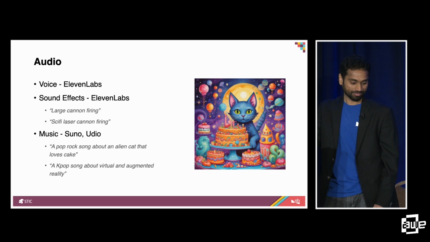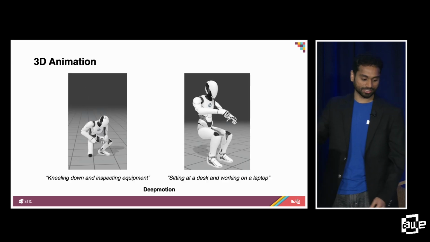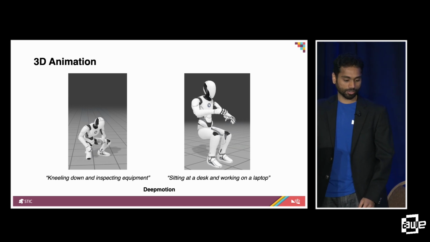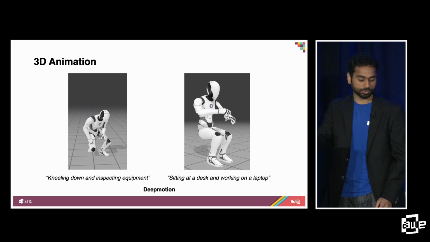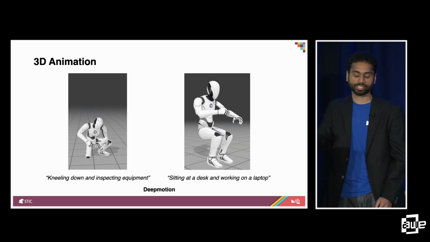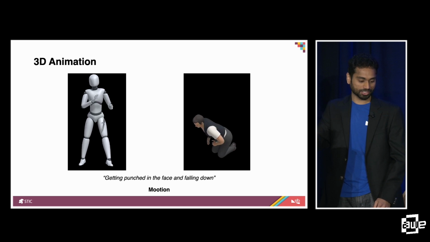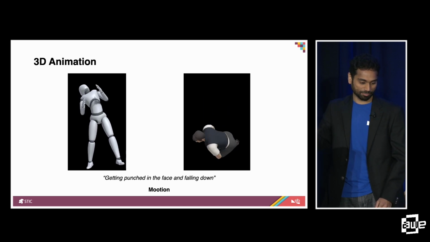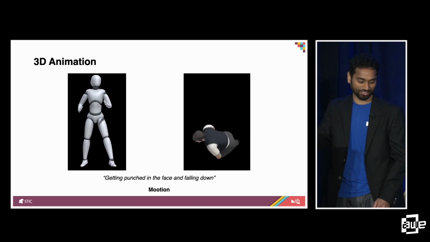All right, so we have 3D animation next. This is text to 3D using DeepMotion, where you just input a prompt and it gives you these animations. But most tools that I've seen, they only seem to support humanoid characters. Here's one more using another tool called Motion. Here, getting punched in the face and falling down. The person or the model on the right, he gets punched, but it's not in the face, but at least he falls down.